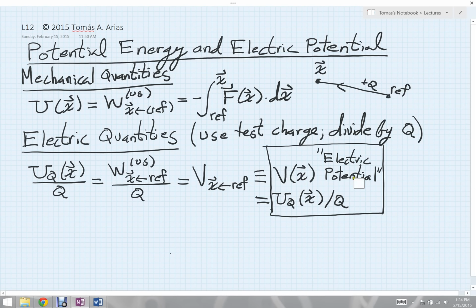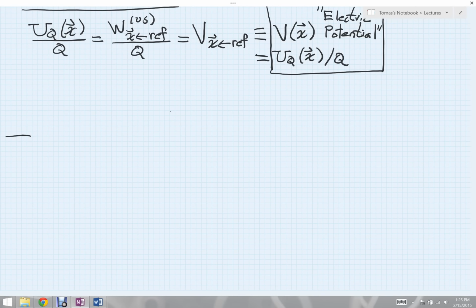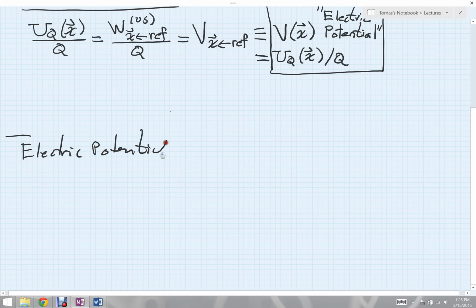First, I'm going to show you what the electric potential is like for a point charge. Then I will show you a principle of superposition for calculating electric potentials. So if we go ahead and apply this then to the concept of a point charge, this topic, electric potential for a point charge.